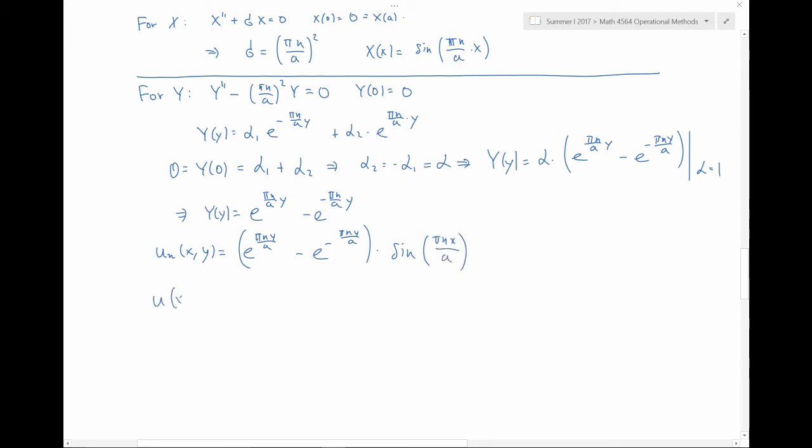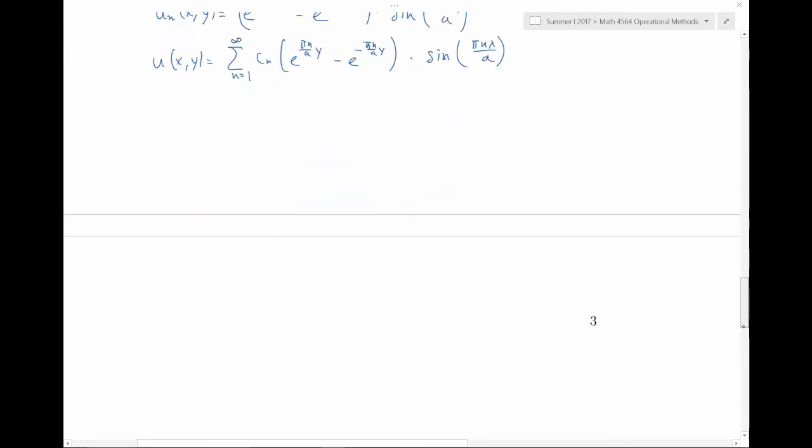And therefore the full solution is just a summation, and we'll have to go from 1 to infinity, the summation of Cn times e to the pi n over a y minus e to the minus pi n over a y, times sine of pi n x over a. So the final step here is to figure out how to translate the function g2 of x at the other end into coefficients Cn.